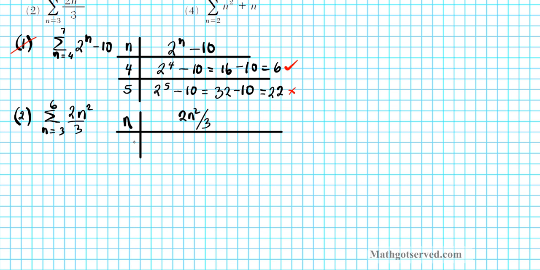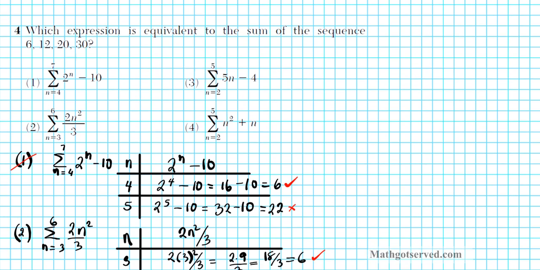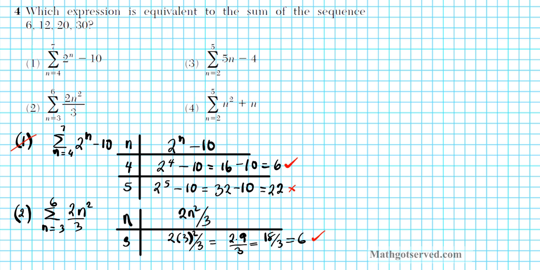Let's start with the first input. What is our first input? 3. We're going from 3 all the way to 6, right? So let's plug in 3 and see what our output is. We have 2 times 3 squared over 3. Using the order of operations, 3 squared is 9, times 2 is 18, over 3 is 6. Is that good? Yes, it is, because the first number in the sequence is 6.